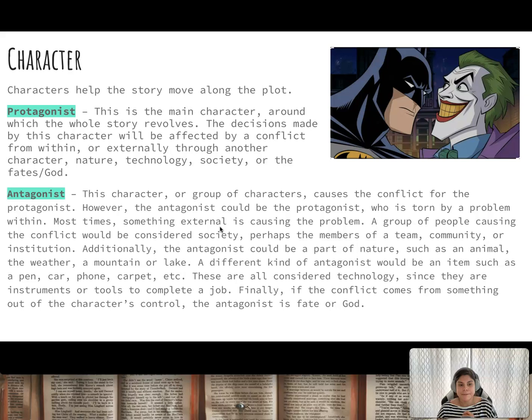Okay. And notice here we have an image. We have an image of Batman and Joker, two very well-known protagonist and antagonist. And the visual clearly shows this relationship of protagonist and antagonist. We have their opposing desires and actions that kind of begin to create this dramatic tension.